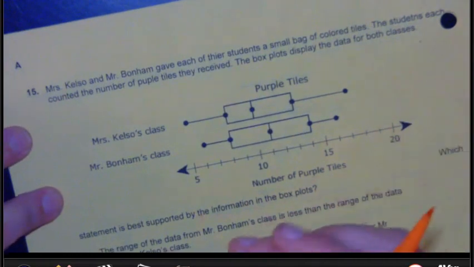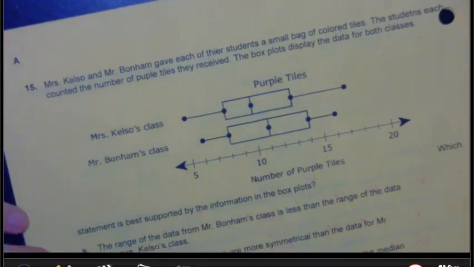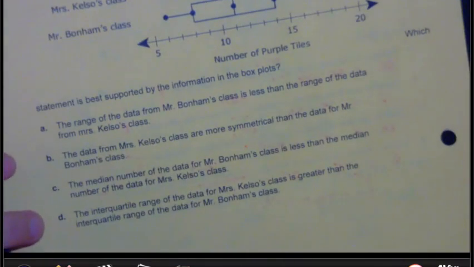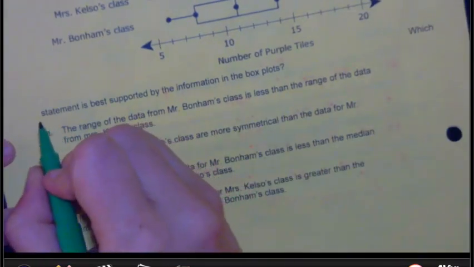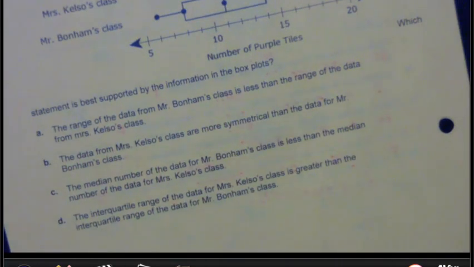All right. And then the last one, number 15. Mr. Kelso and Mr. Bonham gave each of their students a small bag of colored tiles. The students each counted the number of purple tiles they received. The box plot displays the data for both classes. So which statement is best supported by the information below?